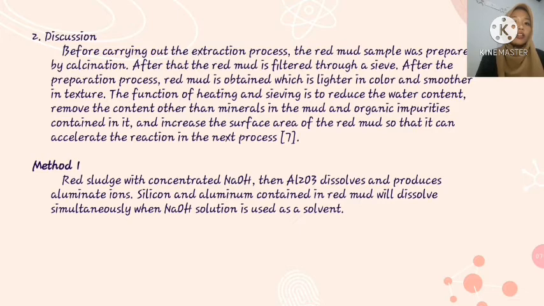It increases the surface area of the red mud so that it can accelerate the reaction in the next process. Method 1. Red mud is salted with concentrated natrium carbonate anhydride, then aluminum oxide dissolved and produced alumina ions.